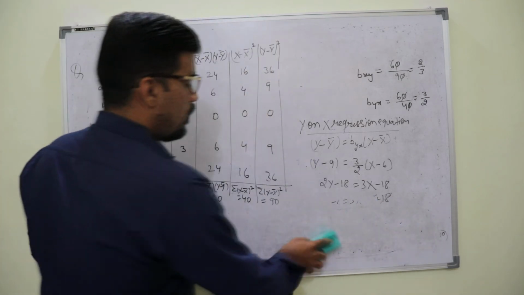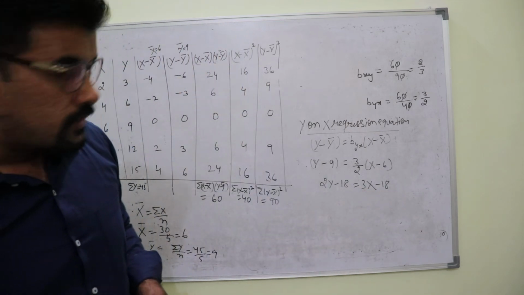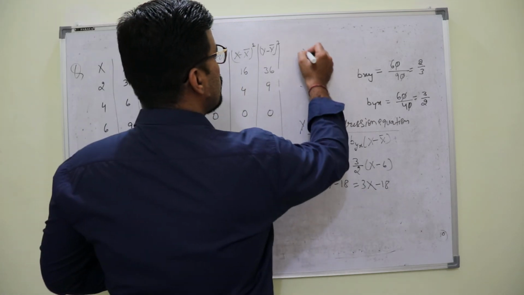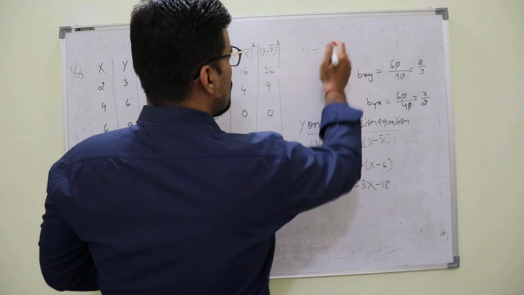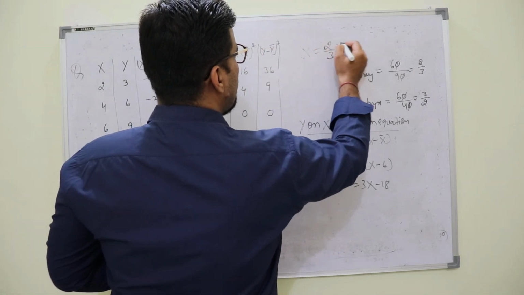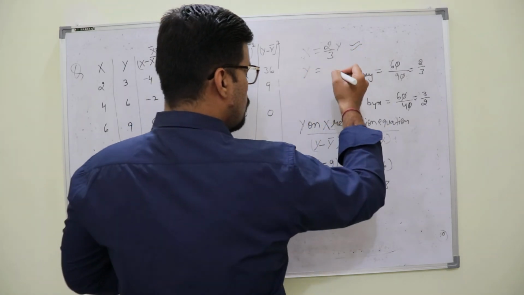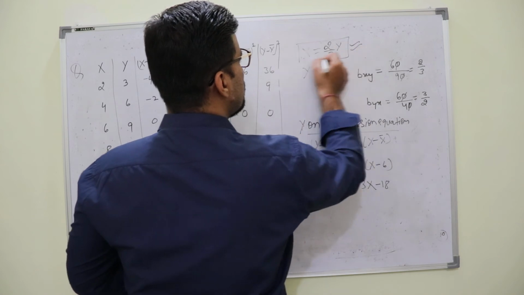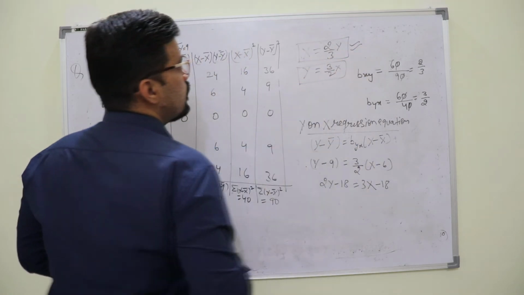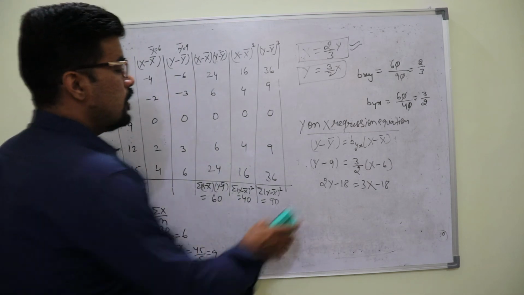So what have we got? We have got the two regression equations. What is your answer? The answer would be the first one, x is equal to 2 by 3 y, and y is equal to 3 by 2 x. These are the two regression equations between x and y, and y and x. So this is how we solve the question.